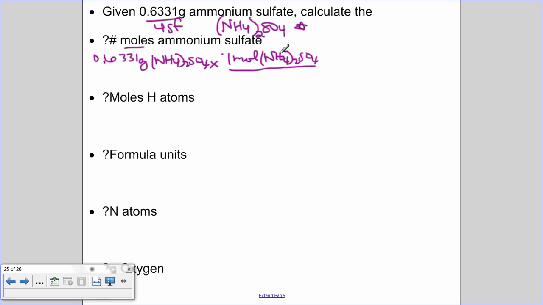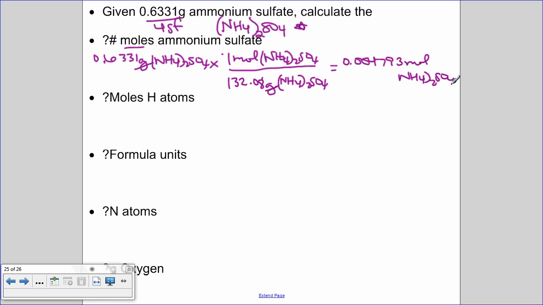Nitrogen weighs 14.01 or something like that. Hydrogen weighs 1.008, and sulfur weighs 32.06. Oxygen weighs 16.0. Make sure you multiply by the indicated subscripts here, and you're going to get a molar mass of 132.08 grams of ammonium sulfate. I've officially canceled out grams of ammonium sulfate. When I do the math in my calculator, I get 0.004793 moles of ammonium sulfate.